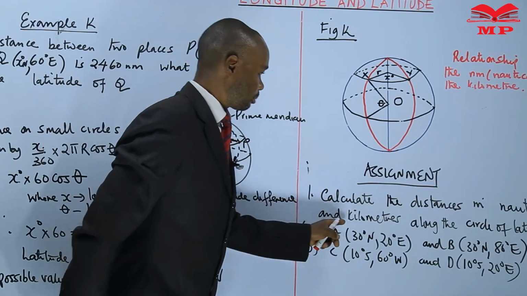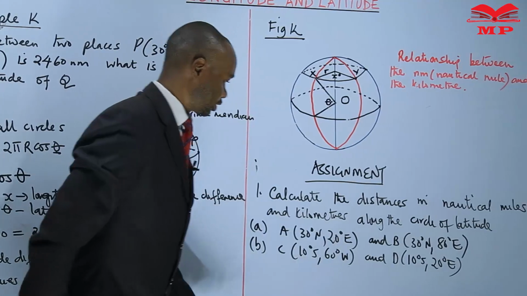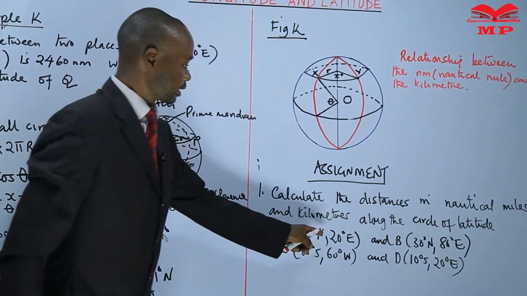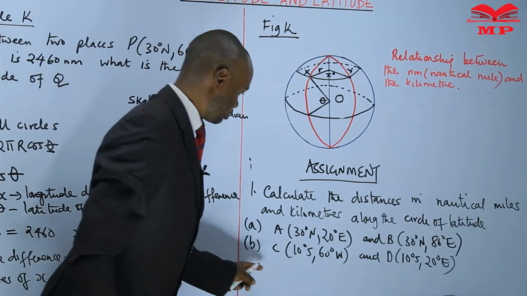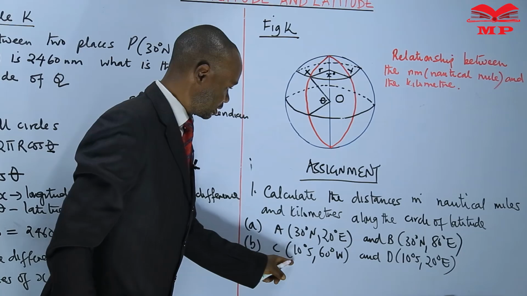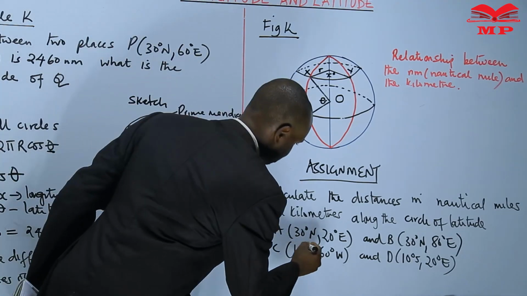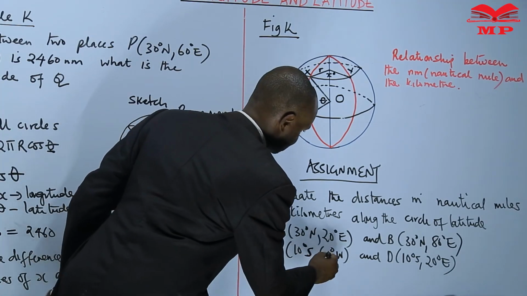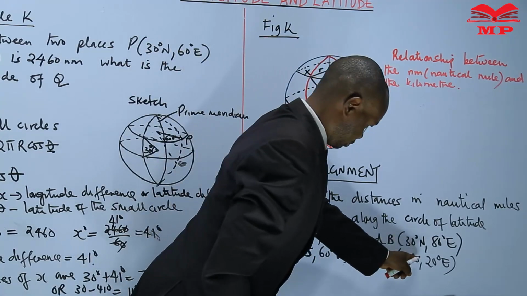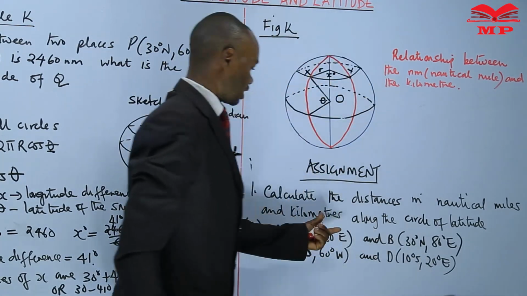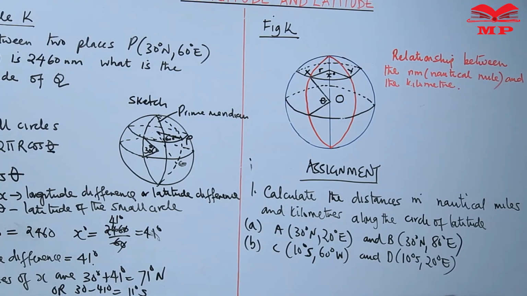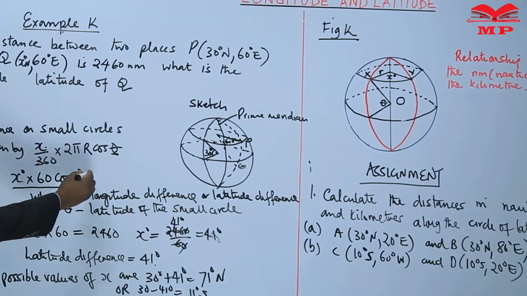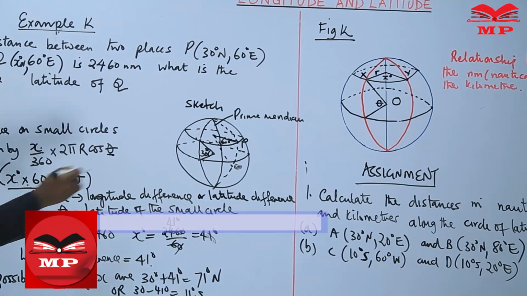Calculate the distances in nautical miles and kilometers along the circle of latitude. A, 30 degrees north, 20 degrees east, and B, 30 degrees north, 80 degrees east. Then B, 10 degrees south, 60 degrees west, and 10 degrees south, 20 degrees. So these are questions where you are calculating on a small circle. You are actually going to get the longitude difference and use that. You'll use this one for that assignment.